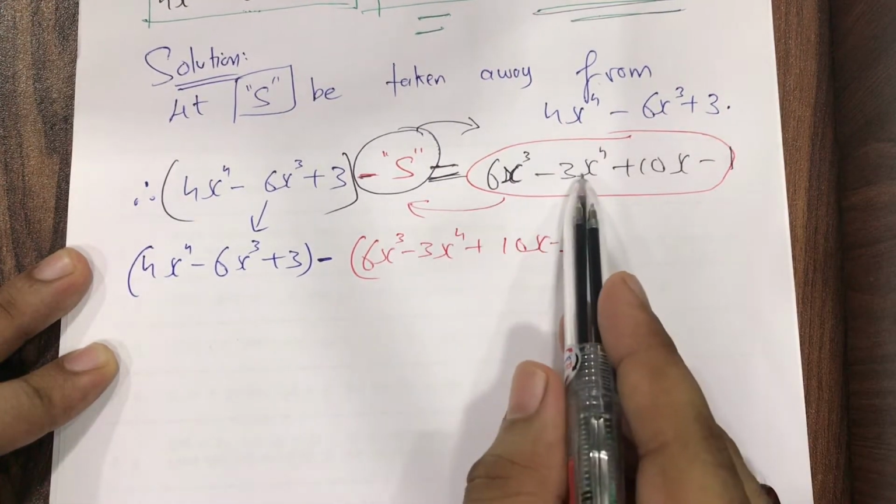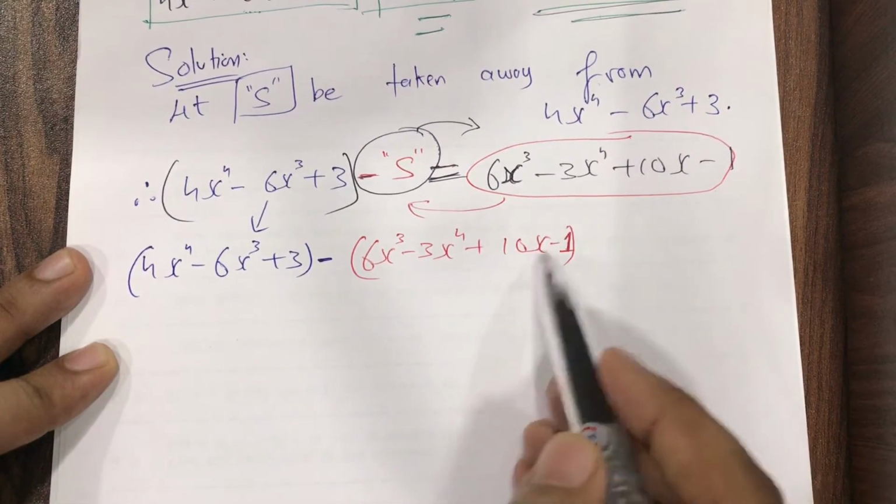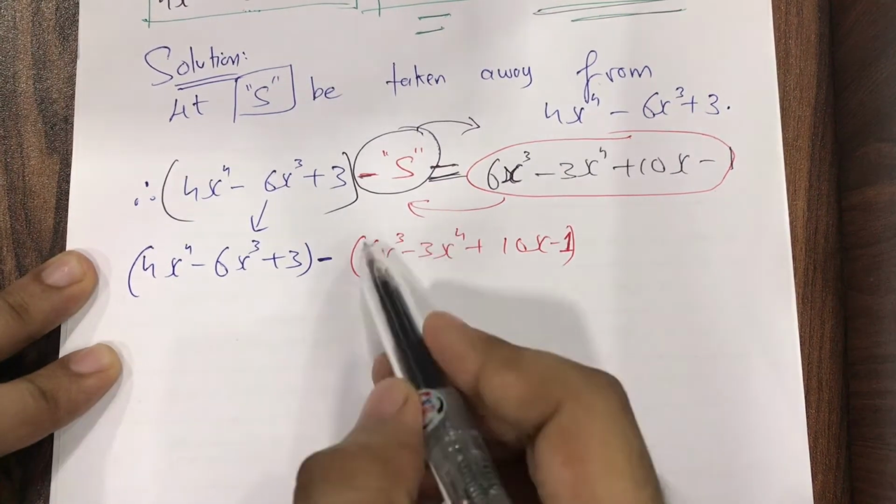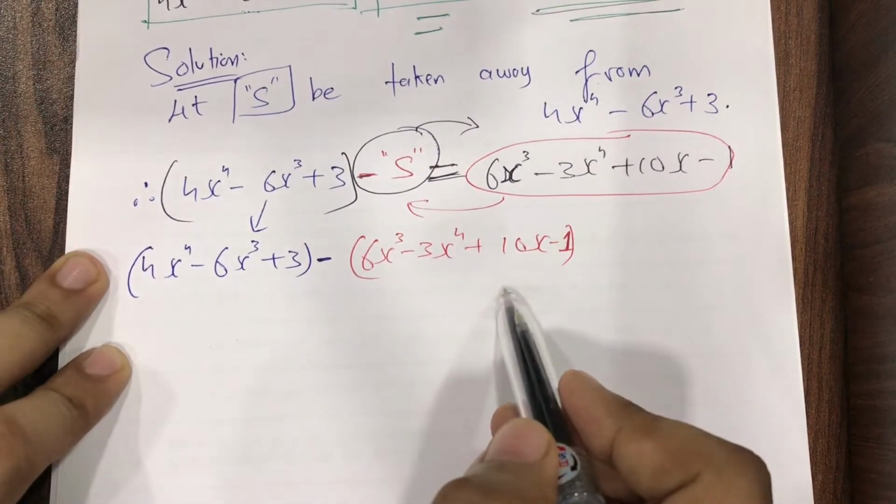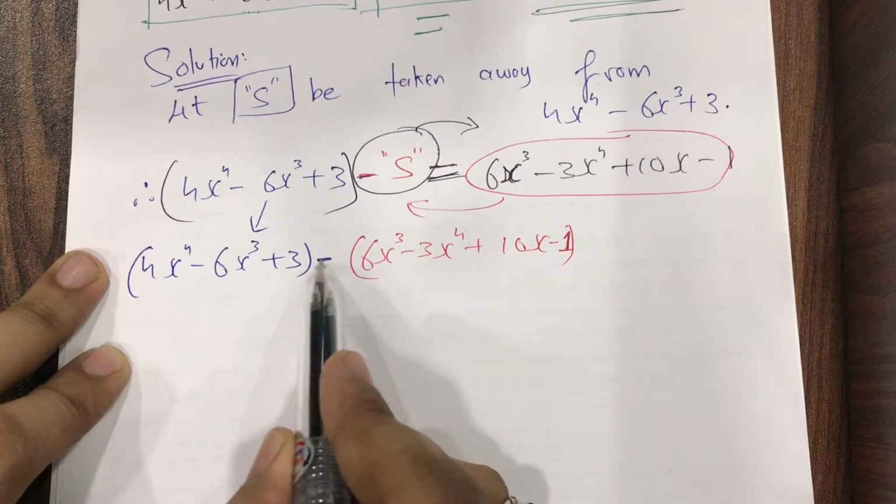6x cube minus 3x raised to 4 plus 10x minus 1. Why have I not changed the sign? Because I have put a bracket over here. That's the reason here it's a bracket and a minus sign.